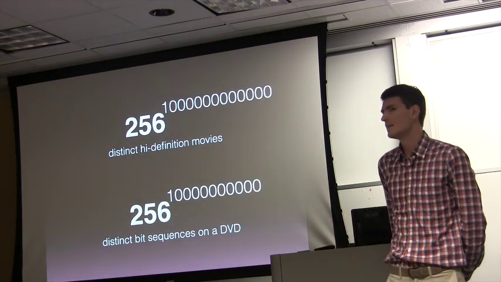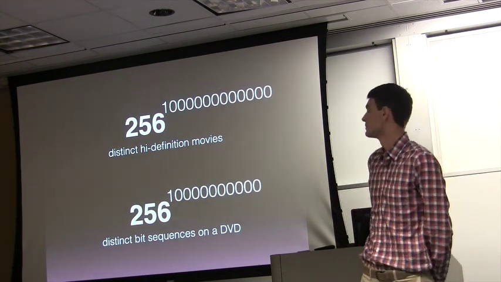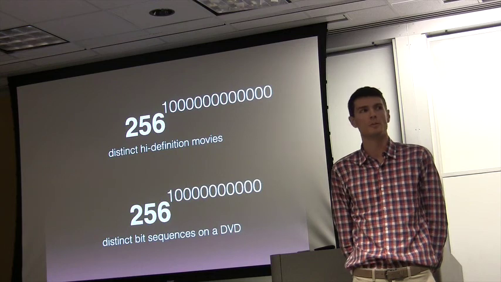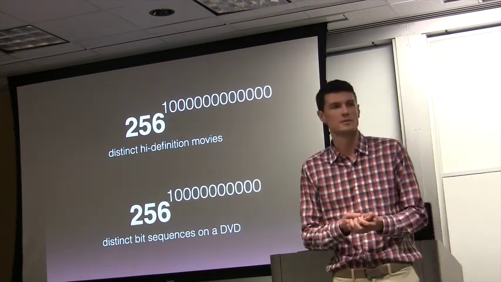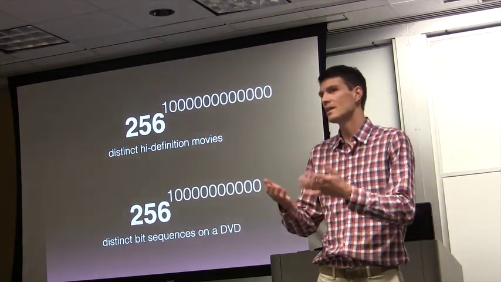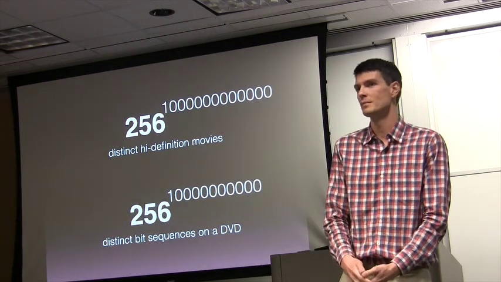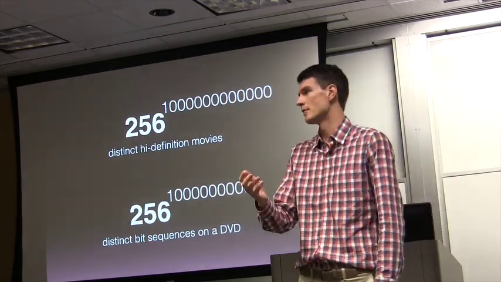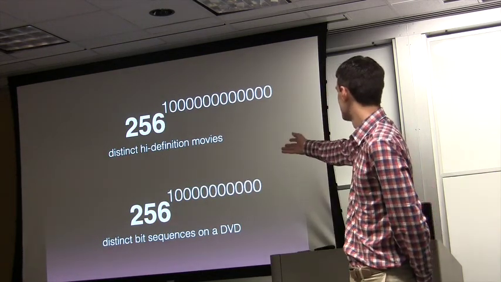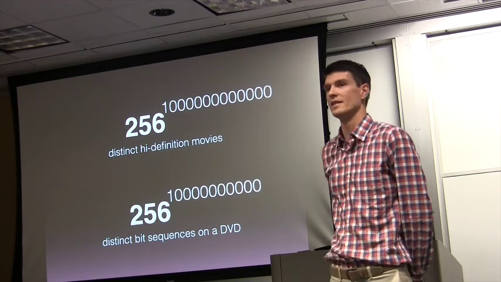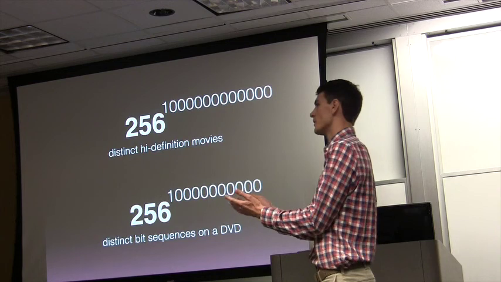So we can see that these numbers are both very large, and that the number of movies is much larger than the number of things you could possibly put on a DVD. And just to give some perspective of these numbers, let's think how many atoms and how many molecules are in the universe. According to some studies, it's around 10 to the 80th or 10 to the 85th. This is like 10 to the 10 to the 10th. These numbers are beyond astronomical.